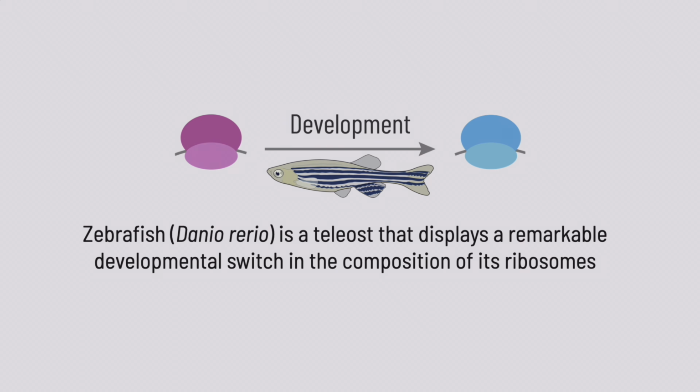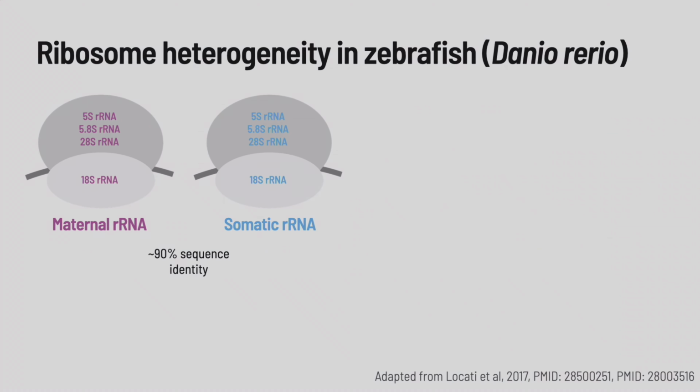This particular fish displays a remarkable developmental switch in the composition of the ribosome, the machinery responsible for protein synthesis. As we can see here in this simple schematic, the ribosome will start in early development having this pink identity, and then throughout development it will change to this blue ribosome. Specifically, the component that is changing over time are the ribosomal RNAs, which represent the catalytic component of the ribosomes, meaning that they will form the peptide bonds during translation.